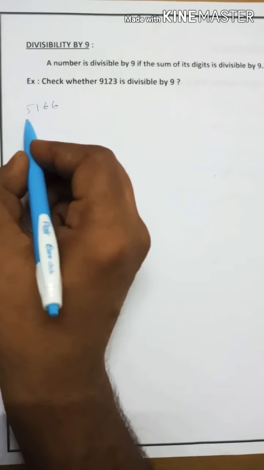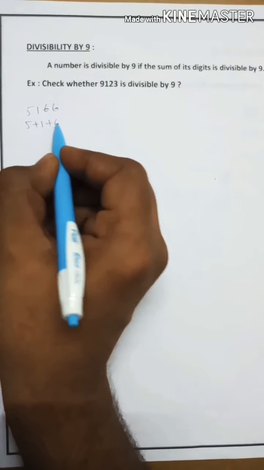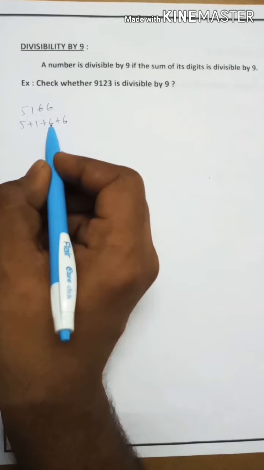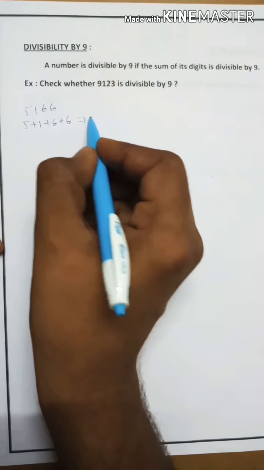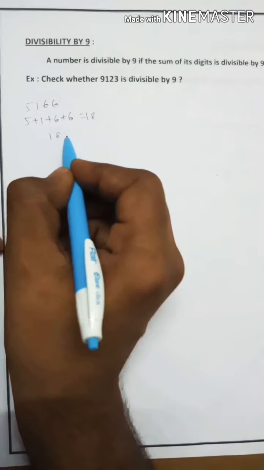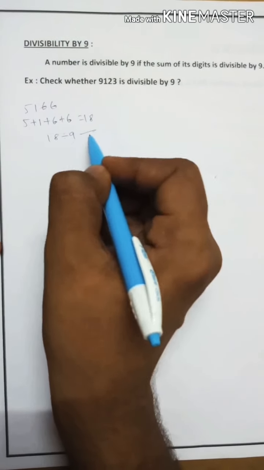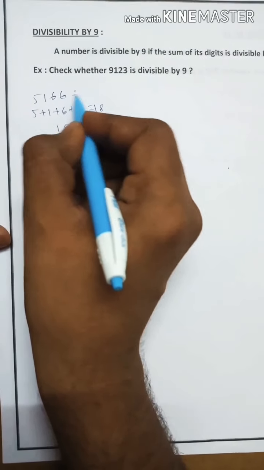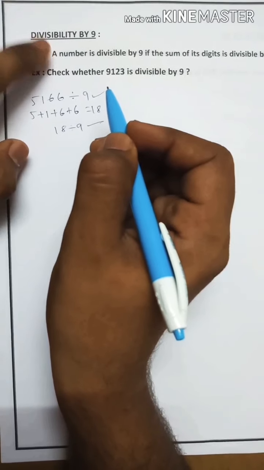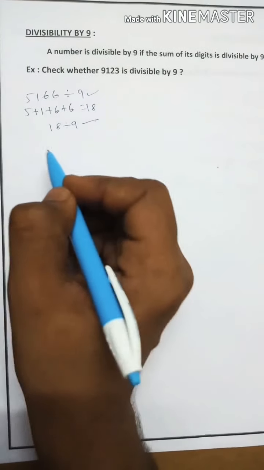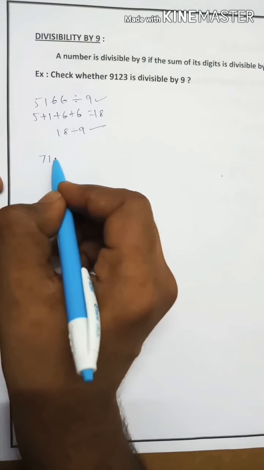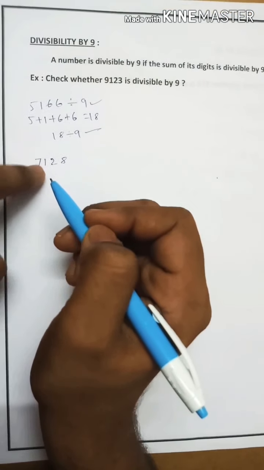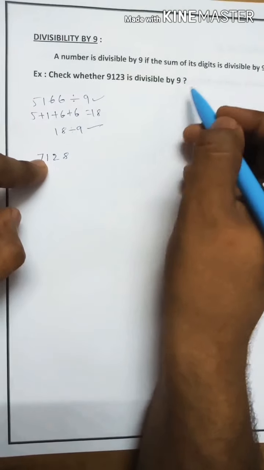Let us add 5 plus 1 plus 6 plus 6. 5 plus 1, 6. 6 plus 6, 12. 12 plus 6, 18. Now, is 18 divisible by 9? Yes, 9 twos 18, right? So from this we can say that 5166 is divisible by 9 according to this rule. Okay, let us take one more example. So let us take 7128. So what we need to do is, we need to check whether 7128 is divisible by 9 or not.